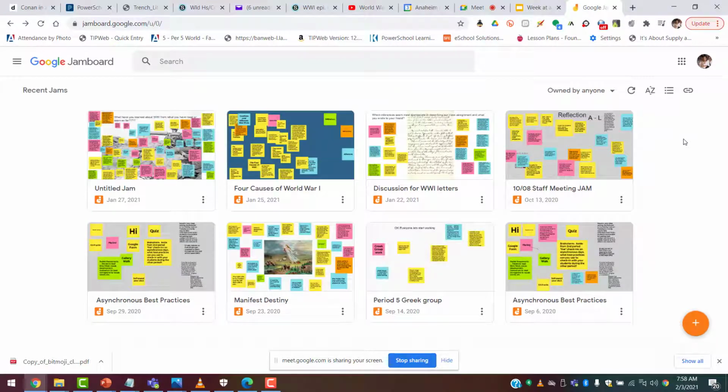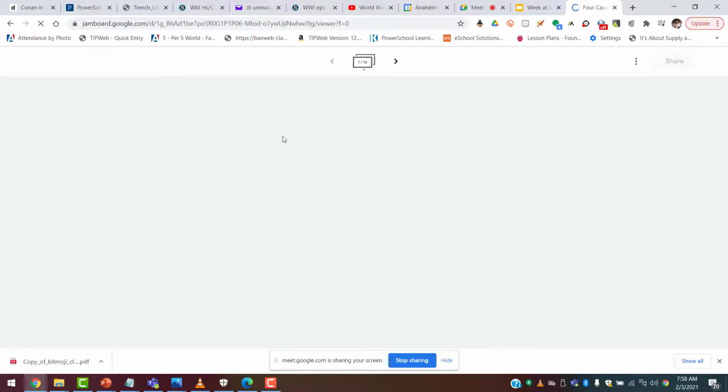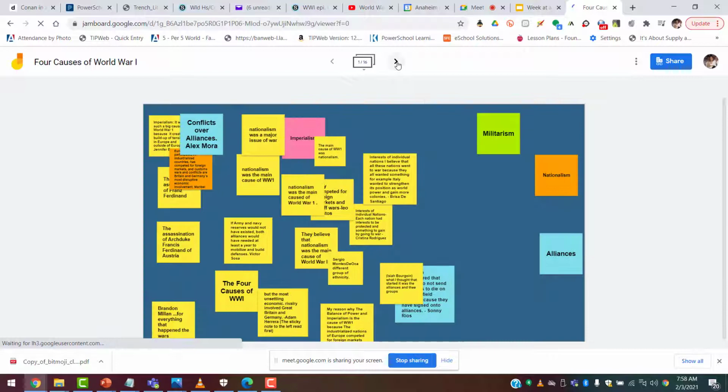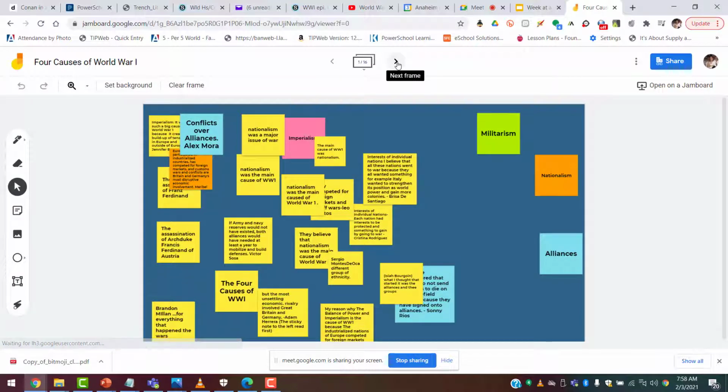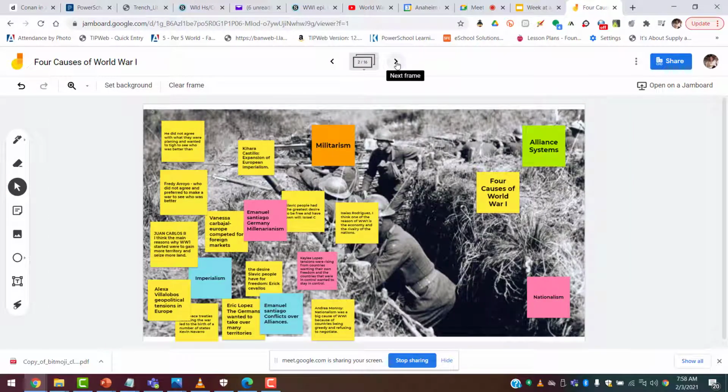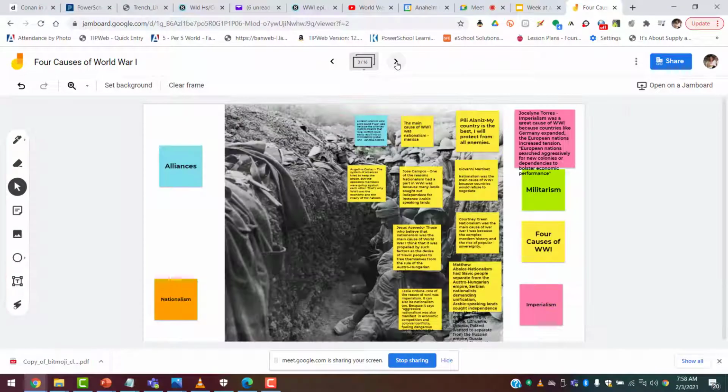In World War I, we had Jamboards for the 4 causes of World War I. This was done by my 10th graders in world history. So they had to include a sticky note on why they believed was one of the causes of World War I. Each class had their own Jamboard screen.